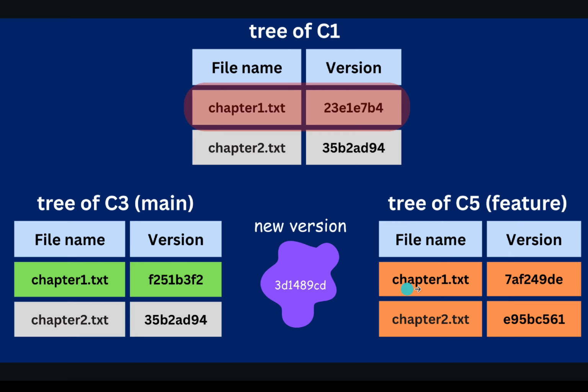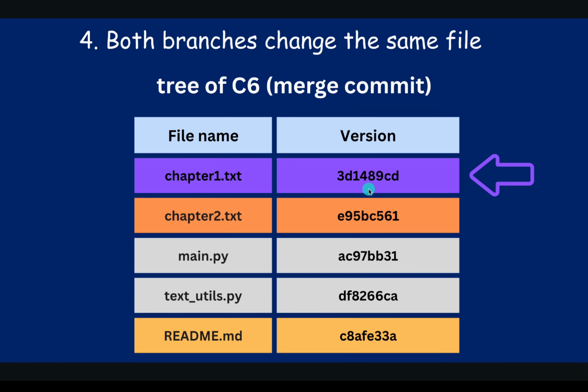So a new version for chapter 1, which incorporates changes from both of the feature branch and the main branch. And then it will use this version for chapter 1 file. Now let's see this in action.